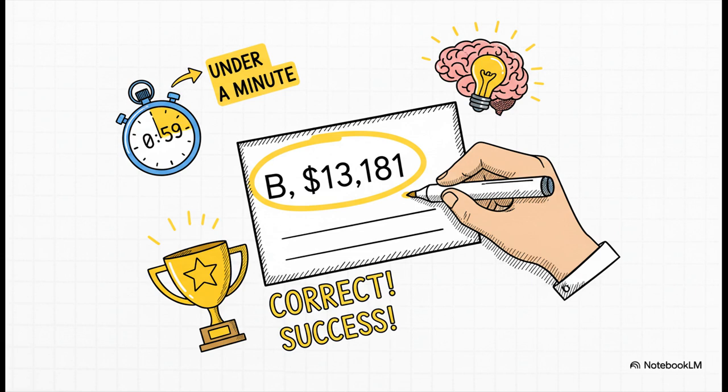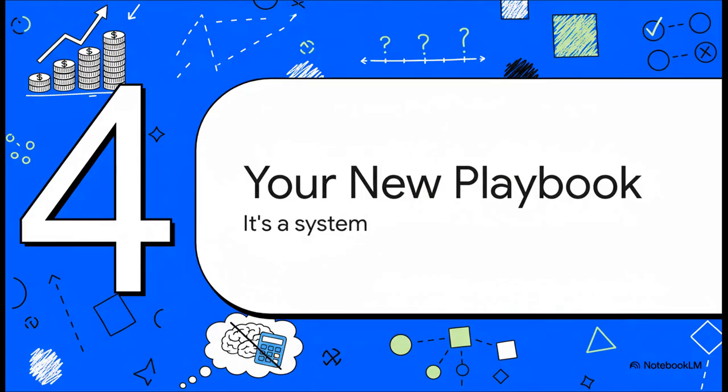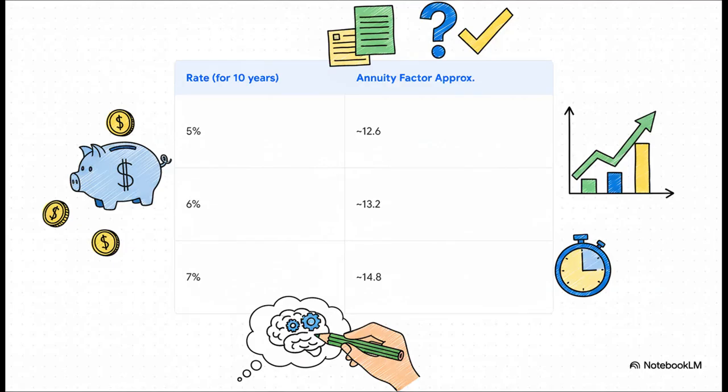That's a huge advantage. But what I really want you to take away from this is that this isn't just some one-off trick for one single problem. No, this is a system. This is a whole new playbook for how you can attack these kinds of calculations. You can even build a tiny little mental table. You know that for a 10-year period, the annuity factor for 5% is about 12.6. For 6%, we just found it, it's about 13.2. And for 7%, it's around 14.8. If you can memorize just those three numbers, you will look like an absolute wizard on your exam.